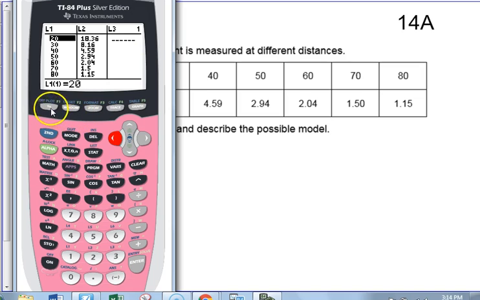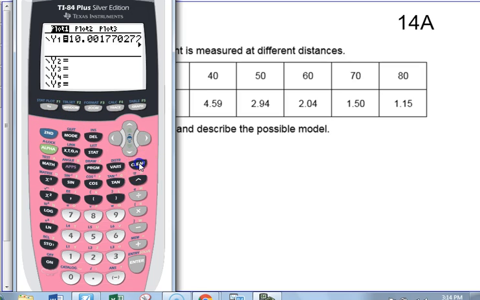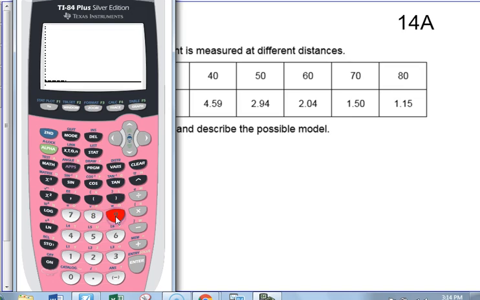What do we do next? I always have to go to y equals and clear out the equation I stored. But then I want to do, you have to do every single time, Zoom 9 to see a new window. This is what I got.